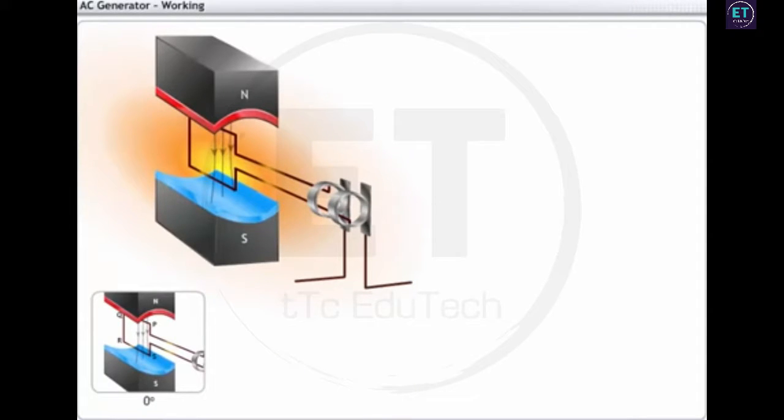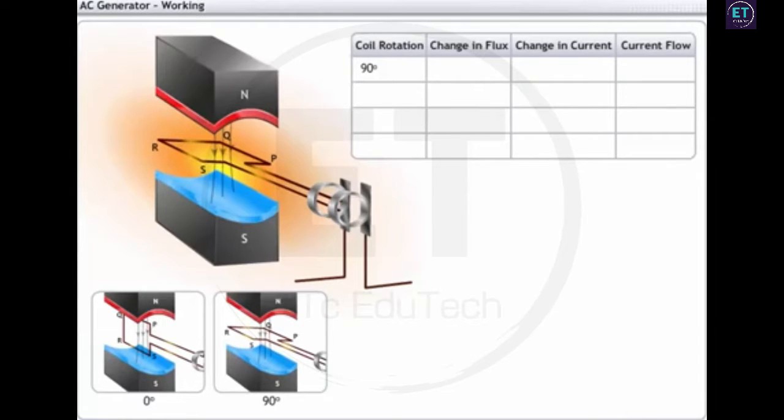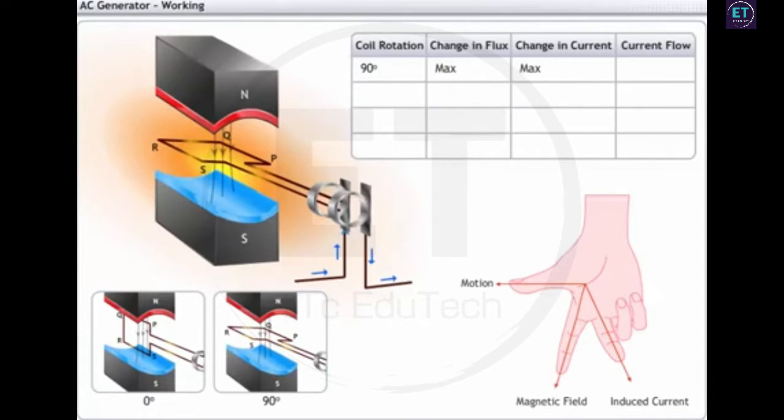Initially, the coil is vertical with PQ on top and RS at the bottom. This coil is rotated clockwise so that PQ goes down. As the coil rotates through 90 degrees, it becomes horizontal. At this stage, the change in flux with respect to the initial position is maximum. Hence, the current rises from 0 to maximum. The direction of current through each arm can be found using Fleming's right-hand rule. The current flows from brush B1 to brush B2.